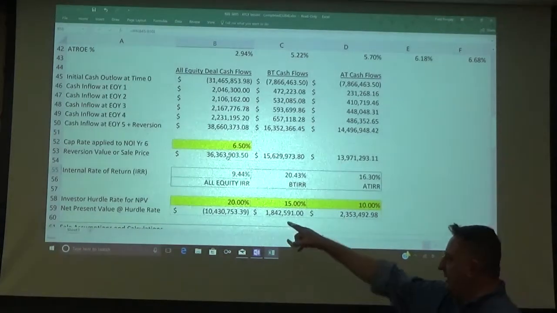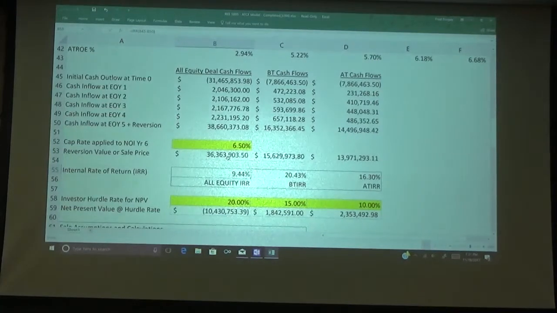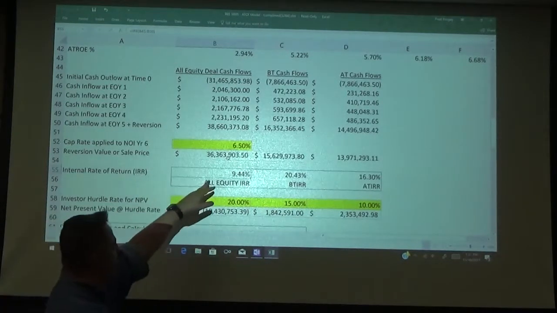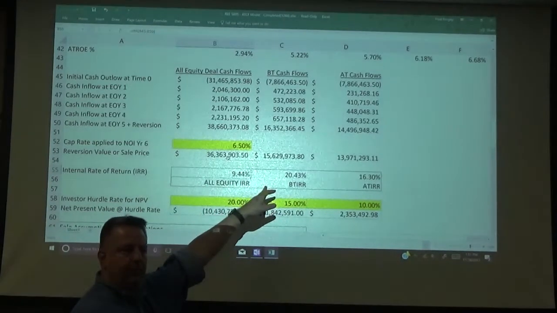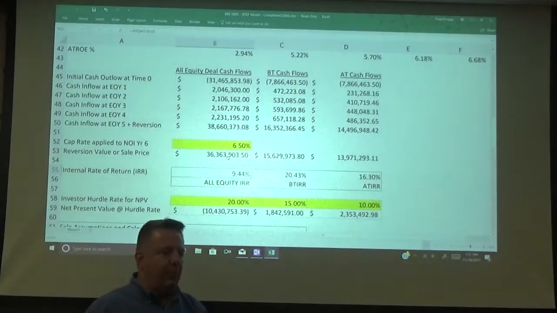So in other words, if I've set the hurdle rate at 20% for an all equity deal, have I met that hurdle rate? No. I could not do this deal if it was an all equity deal, because the rate of return that I'm actually getting is 9.44%, and 9.44 is not sufficient for my equity.